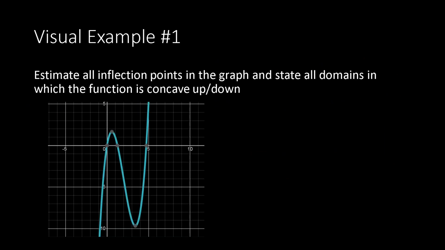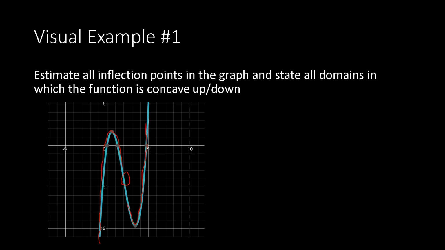So here's a visual example. We're told to find all of the inflection points in the graph and state all the domains in which the function is concave up and down. So first thing we're going to do is just look for our inflection points. I'm just going to follow the graph here. Going from the left, it appears to be concave down because it's curving downwards. But clearly over here, it's concave up as it reaches this minimum point. So somewhere in the middle, around here, is going to be our inflection point.